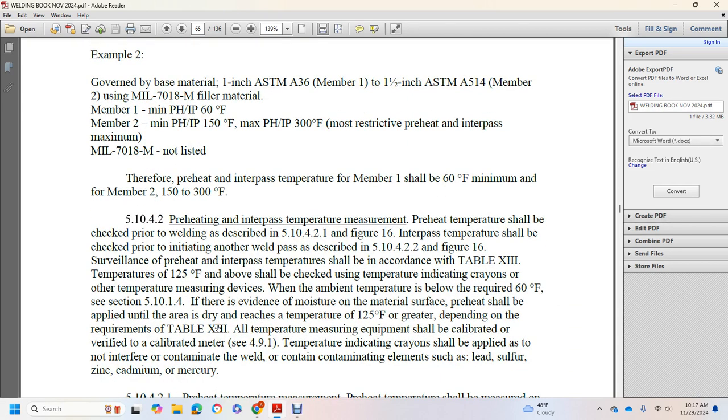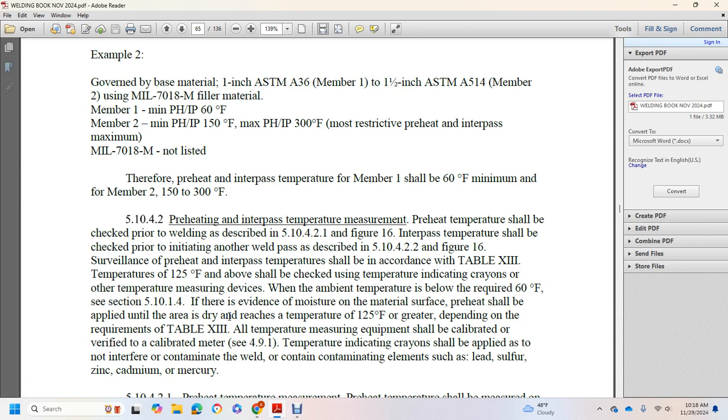Preheat and interpass temperature measurement. Preheat temperature shall be checked prior to welding, as described in 510.4.2.1, figure 16. The interpass temperature shall be checked prior to initiating another weld pass, as described in 510.4.2.2, figure 16. Surveillance of preheat and interpass temperature shall be in accordance with Table 13. Temperatures at 125 degrees and above should be checked using temperature indicating crayons or other temperature measuring devices. If the temperature is below the required 60 degrees Fahrenheit, see section 510.1.4.